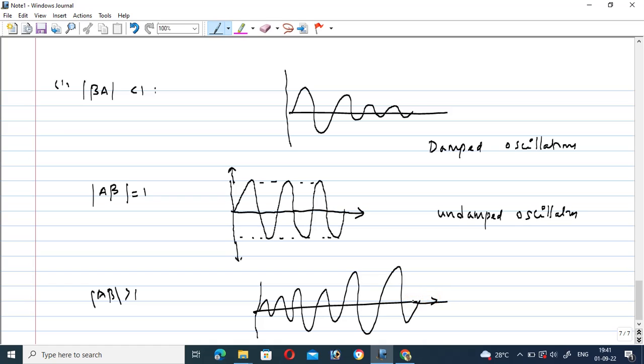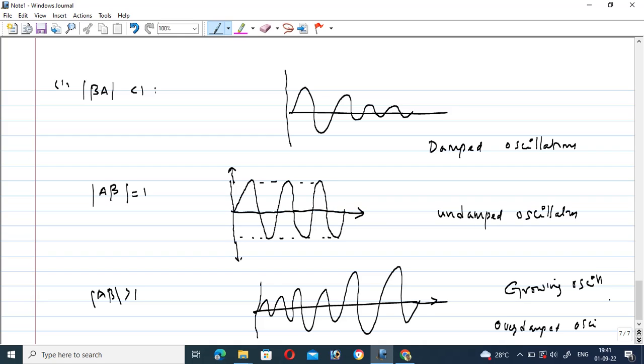This is the growing oscillations. Under damped oscillations, undamped oscillations, it is also called overdamped. We can also call it overdamped oscillations. Okay, so these are some of the points related to that.